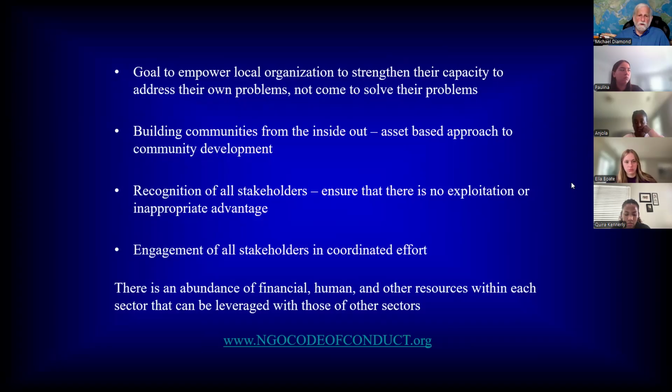So the goal is to empower local organizations to strengthen their capacity to address their own problems, not to come and solve their problems for them. We're going to talk about building communities from the inside out, which is an asset-based approach to community development. We're going to recognize all stakeholders to ensure that there's no exploitation or inappropriate advantage. And hopefully we will all engage all stakeholders in a coordinated effort. There is an abundance of financial, human, and other resources within each sector that can be leveraged with those of the other sectors.